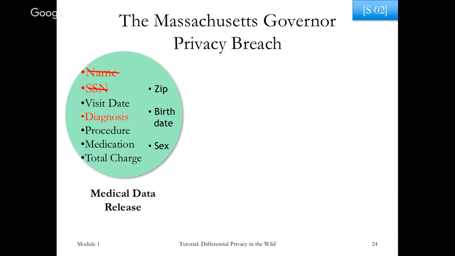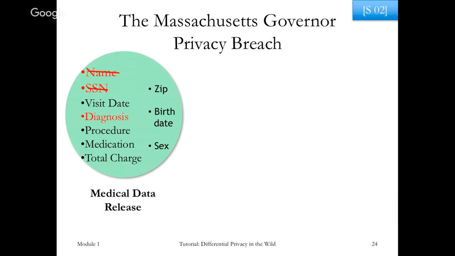There's a very famous privacy breach called the Massachusetts Governor Privacy Breach. What happened here was that a data set was released by a group insurance company, which served all employees of the state of Massachusetts. It had information about their diagnosis, their visit date, their procedure, and so on. But of course, they can't release all this information as is, so they removed the name and social security number.